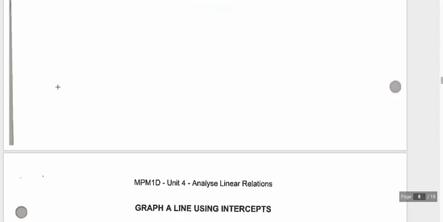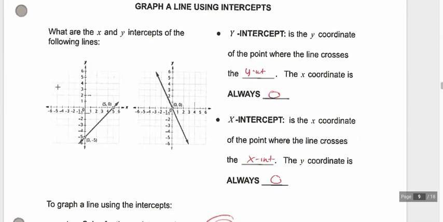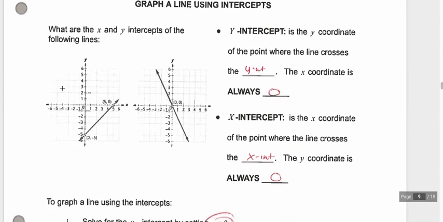I guess we're going to move on to the next little bit here, graphing a line using intercepts. So we're going to look at the Y-intercept and the X-intercept. When we have our lines like this, this guy here is your X-intercept, this guy's your Y-intercept. Your X-intercept's where it hits the X-axis. The Y-intercept we already talked about, we call this B for Y equals mx plus B form.